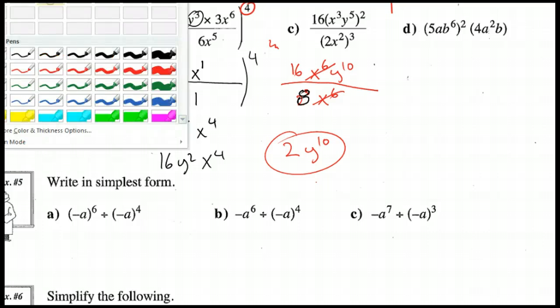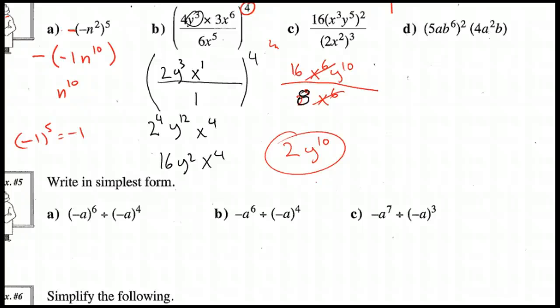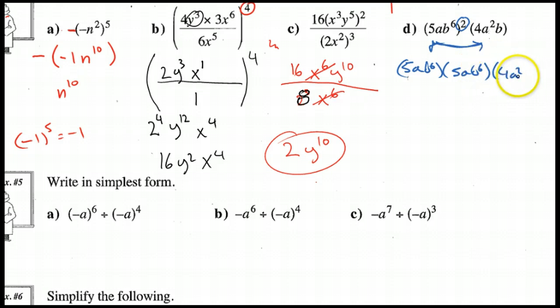Moving on. Here we go. Okay, I can't just start multiplying these two because I have an exponent that I have to deal with first. So I can't go 5 times 4. I have to deal with that exponent because really what this is saying is that it's 5ab to the 6 twice. 5ab to the 6 and then 4a squared b. So I could do it that way, but again, that's the long way and I don't want to be doing that. So ignore that for a second.